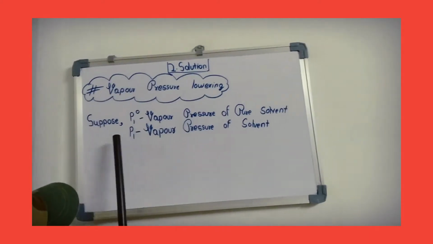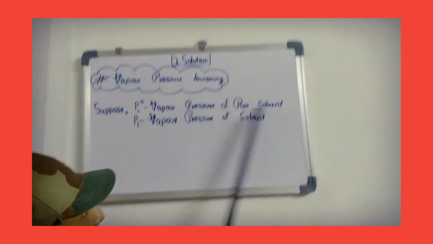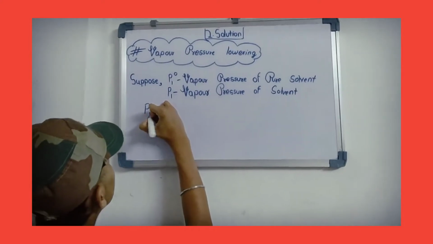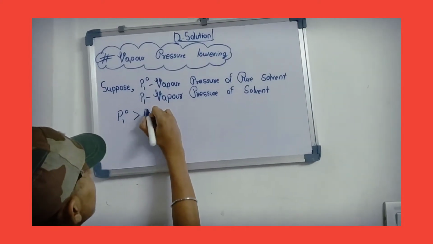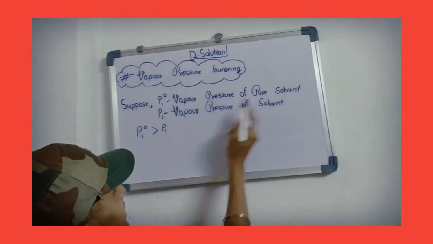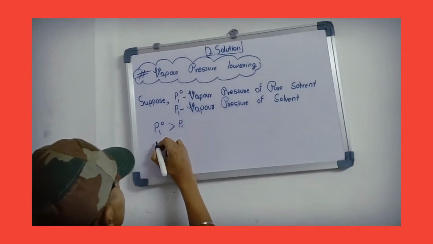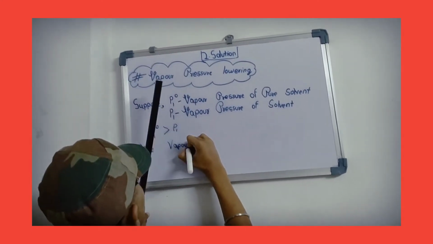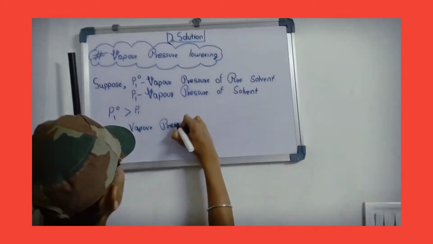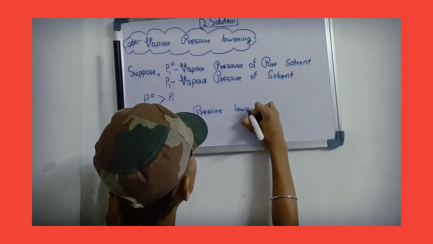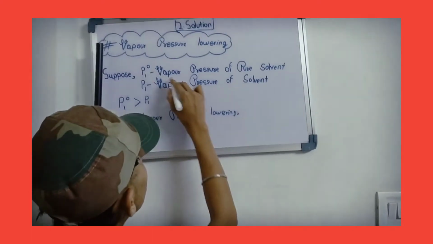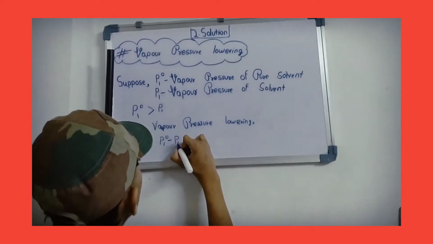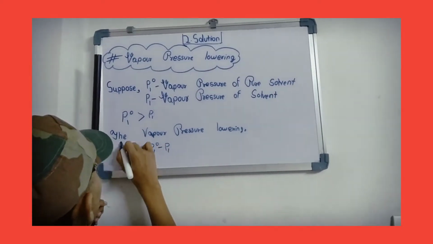So suppose P1 naught is the vapor pressure of the pure solvent and P1 is the vapor pressure of the solvent, then we know that P1 naught will always be greater than P1. That is, the vapor pressure of the pure solvent is greater than the vapor pressure of the solvent. So what is vapor pressure lowering? Vapor pressure lowering is nothing but the difference between the vapor pressure of the pure solvent and the vapor pressure of the solvent. Okay, so this is the vapor pressure lowering.